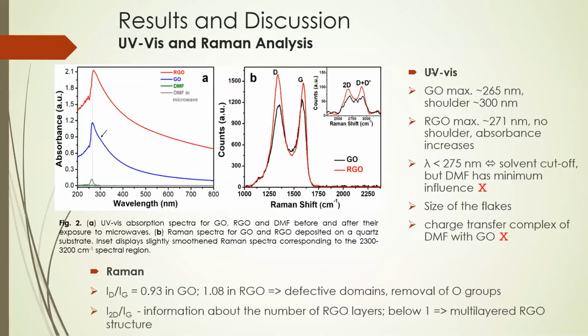At higher frequencies, we have the 2D band, which indicates the number of graphene layers, and D plus D prime bands, which are visible only in defective structures. The ratio between 2D and G bands can potentially give information about the number of RGO layers. In our case, it is below 1, so it would indicate a multi-layer structure.